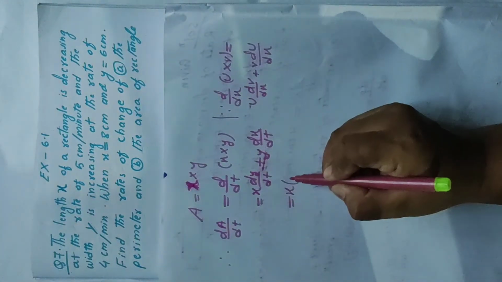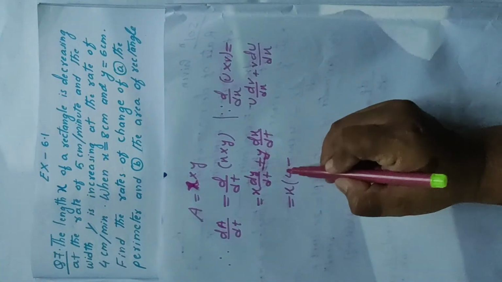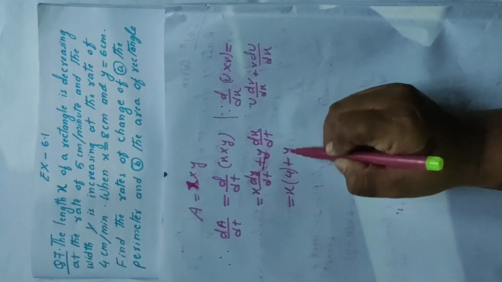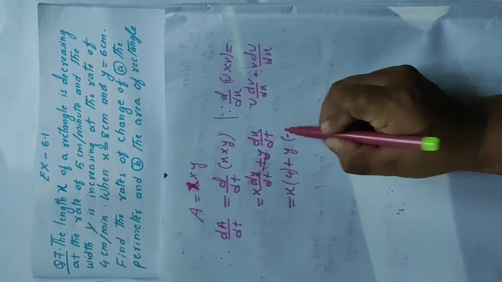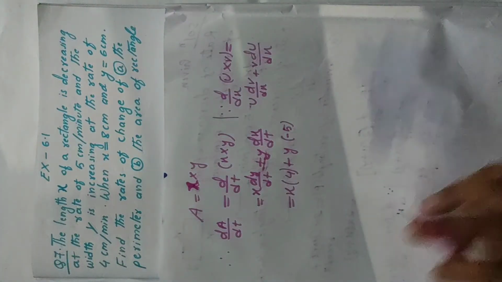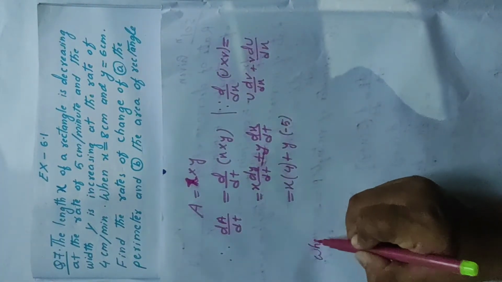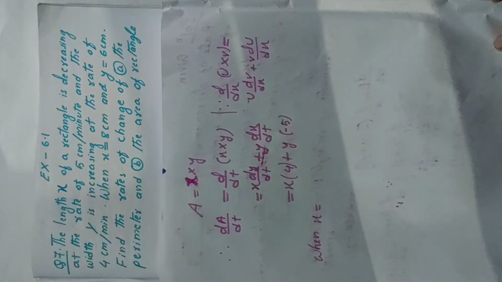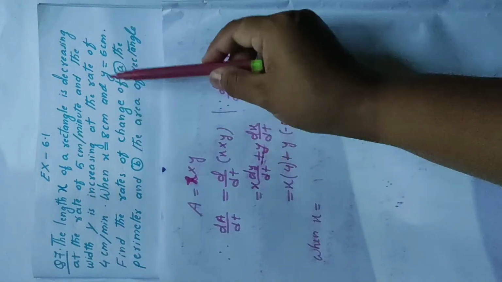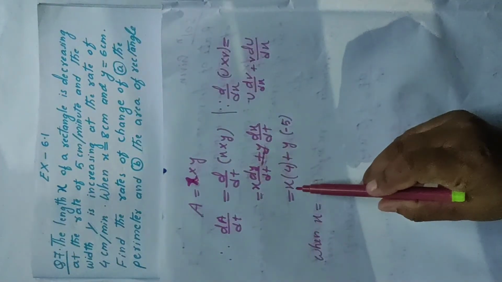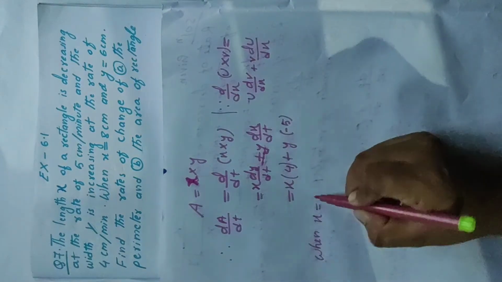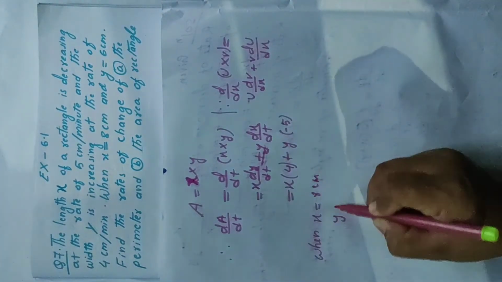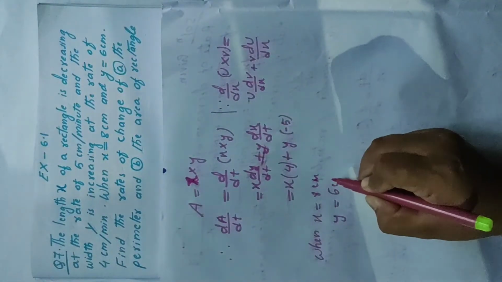Now we have to put here dy/dt is 4, plus y will remain y. Now dx/dt is minus 5. Now when, as it is given in the question, condition given, when x equals 8 centimeter and y equals 6 centimeter, we have to put in this x 8 centimeter, and instead of y we have to put 6 centimeter.